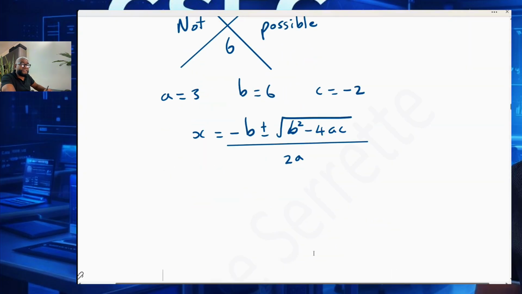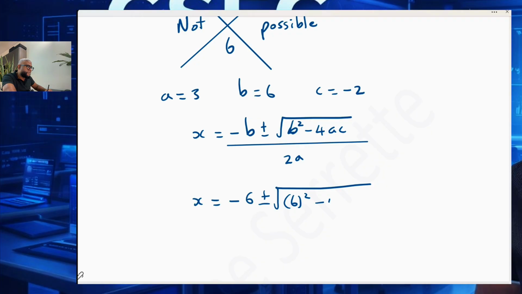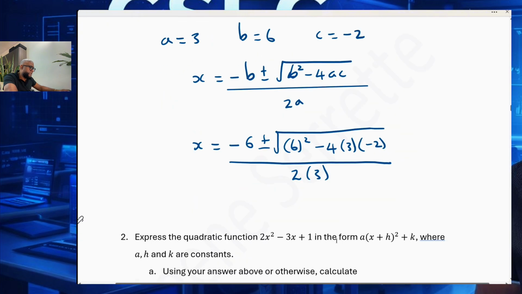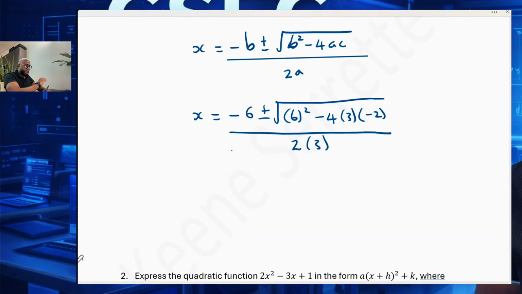Alright? So let's work it. x will be equal to negative 6, plus or minus the square root of 6 squared minus 4 by 3 by negative 2, all over 2 by 3. Everybody good there? So let's simplify what is under the square root sign.